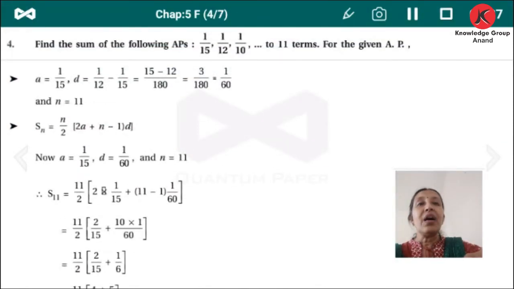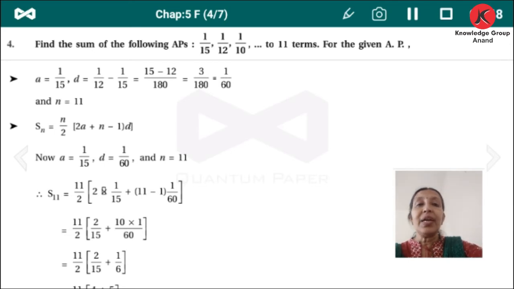Find the sum of the AP 1/15, 1/12, 1/10, ... up to 11 terms. Again, a is equal to 1/15, the difference is equal to 1/12 minus 1/15, which is equal to 1/60, and n is equal to 11.